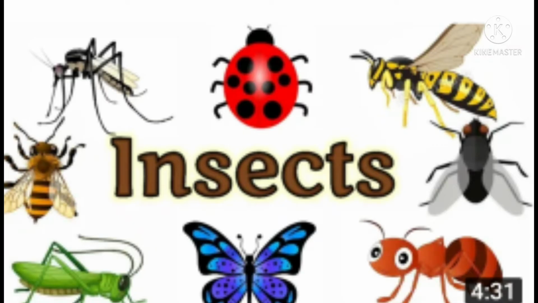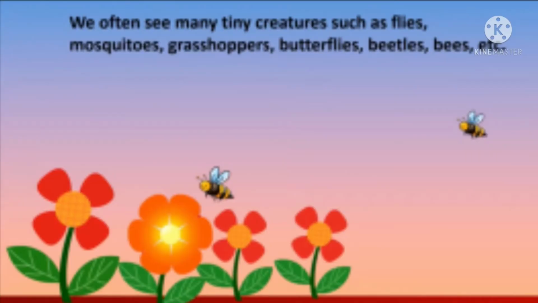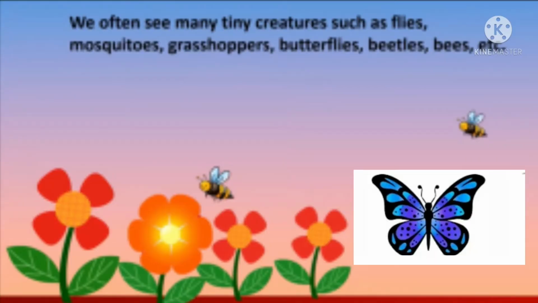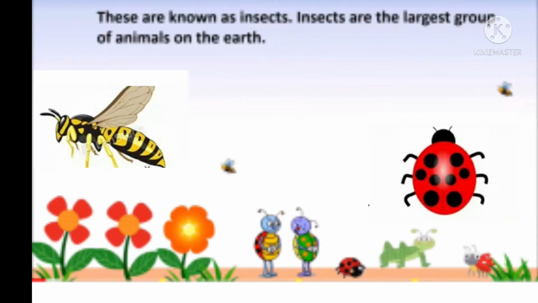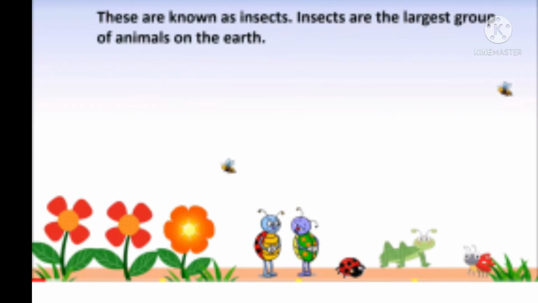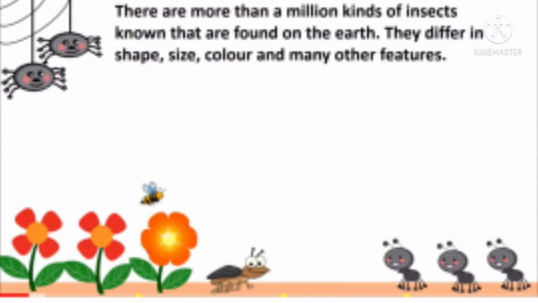So, good morning, students. Let us start our new lesson number 6, insects. You often see many tiny creatures like houseflies, mosquitoes, butterflies, etc. around us. And this group of organisms are known as insects. So, insects are the largest group of animals on the earth.